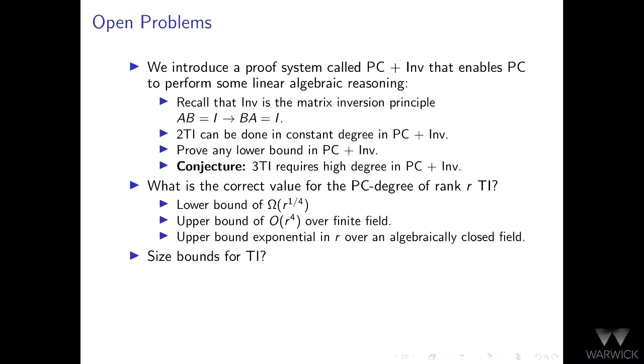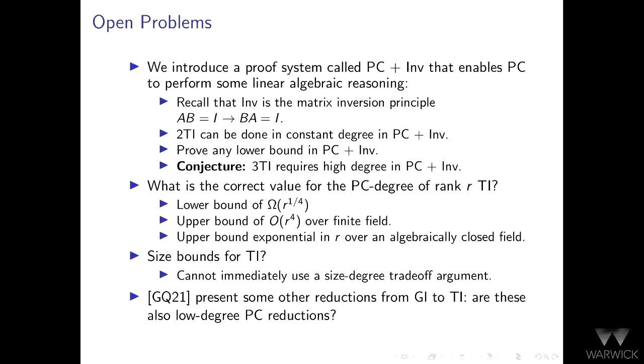Next, we're interested in size bounds for tensor isomorphism. Usually if we prove a degree lower bound, that implies a size lower bound, but only in the case where your variables are Boolean valued. And this is not the case for the tensor isomorphism equations we consider.